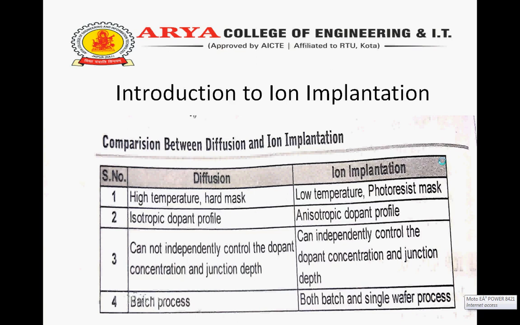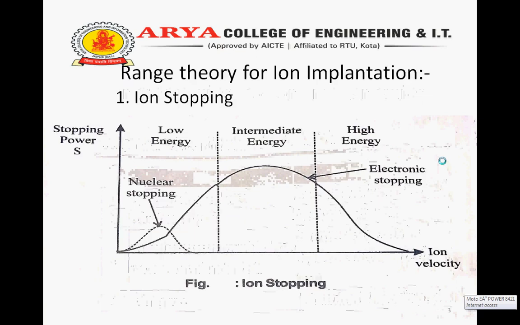Comparison between diffusion and ion implantation. First, in diffusion, a higher temperature hard mask is used; in ion implantation, a low temperature photoresist mask is used. Isotropic dopant profile in diffusion, and anisotropic dopant profile in ion implantation. In diffusion, we cannot independently control the dopant concentration and the junction depth; in ion implantation, we can independently control the dopant concentration and junction depth. Batch process in diffusion; both batch and single wafer process in ion implantation.